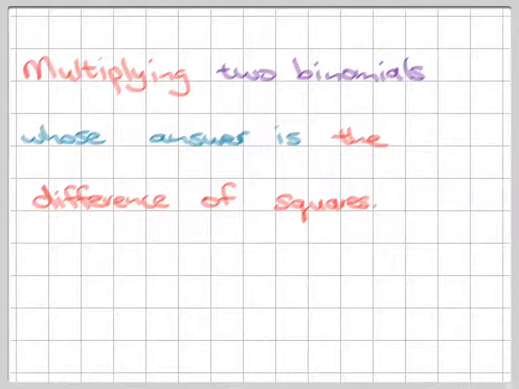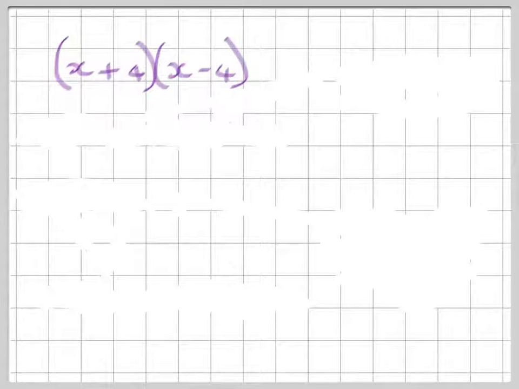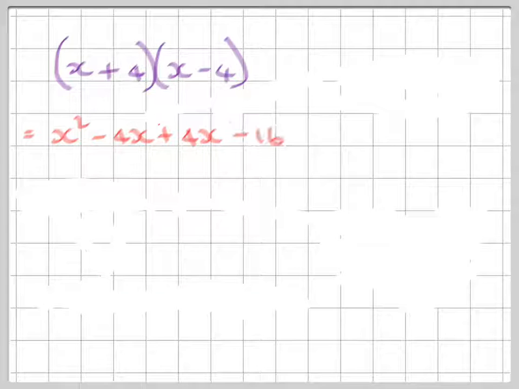Today we're going to look at how to spot the difference of squares. So we're going to look at multiplying two binomials whose answer is the difference of squares. We have here two binomials, and you can see it's x plus 4 and x minus 4. So that becomes x squared minus 4x plus 4x minus 16. Now we simplify. X squared minus 16.